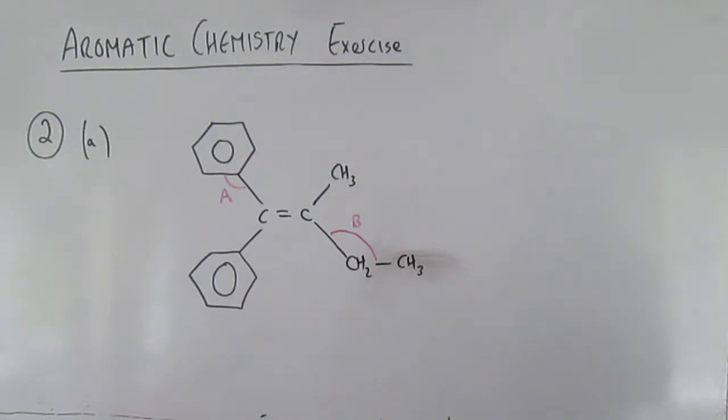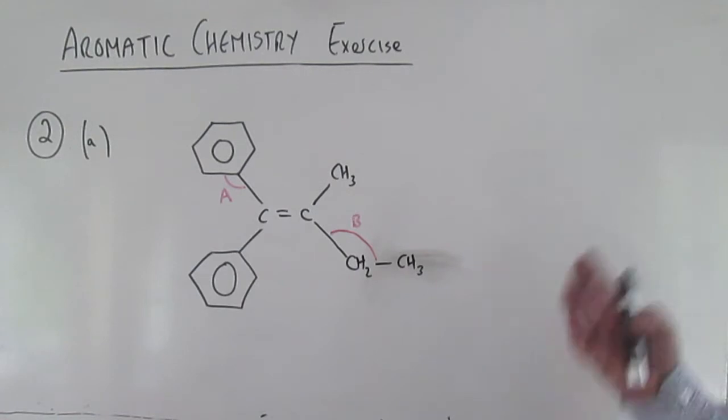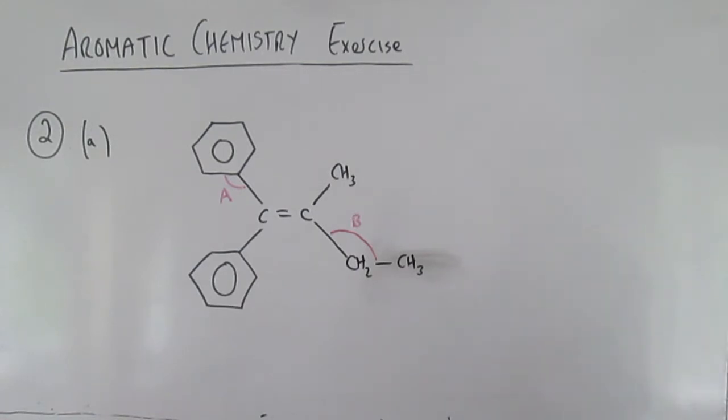Question 2 then revolves around this compound, and part A asks for actually quite a lot of information because it wants a name and a molecular formula and the values of these two bond angles. So make sure you read the question carefully and give all the things that it asks for.